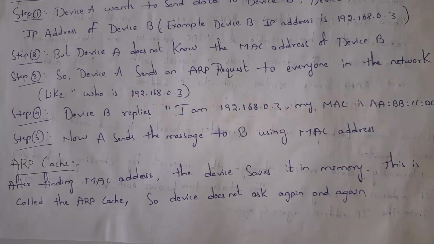So after finding the MAC address, the device saves it in memory. This memory is called ARP cache. So the device will not ask again and again.